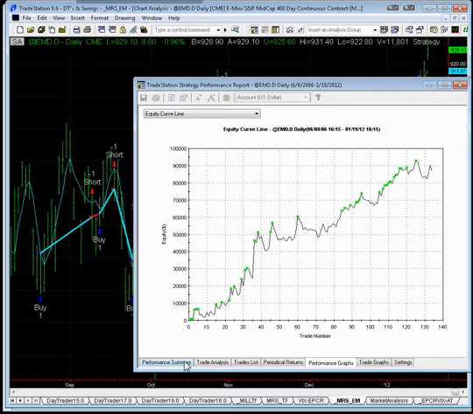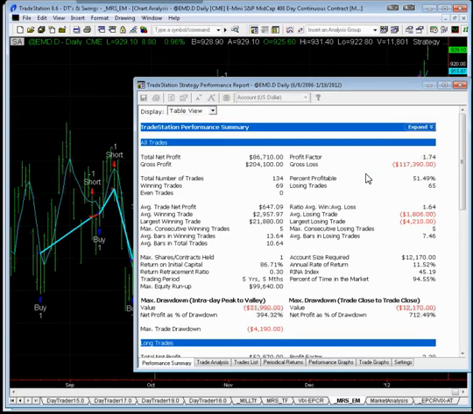But as you can see, not quite as nice as the PT version, but you can trade both. You can actually trade both, and that's what we do. $647 as the average net trade profit. Not too bad per contract.